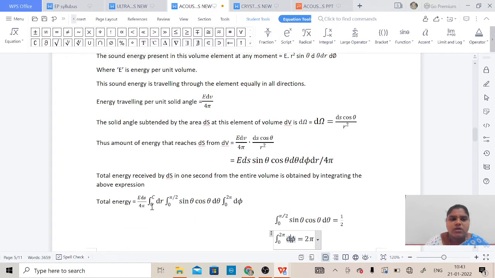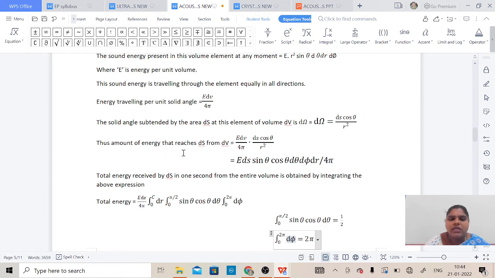Okay, and next, this sound energy is traveling through the element equally in all directions, which we are considering, the elemental area ds and the volume dv. So the energy traveling per unit solid angle is equal to E dv by 4 pi. Now the solid angle subtended by the surface area ds at this element of volume dv, d omega, is equal to ds cos theta by r square.